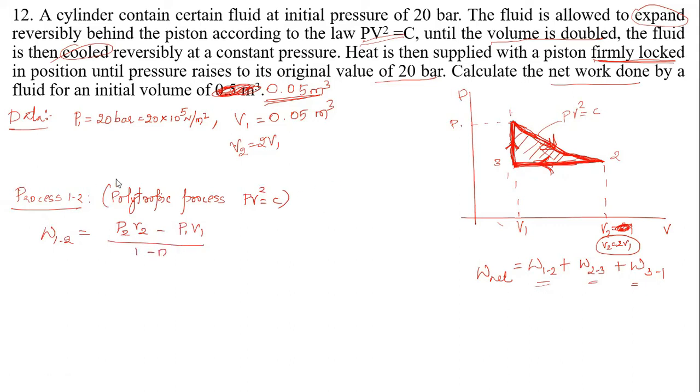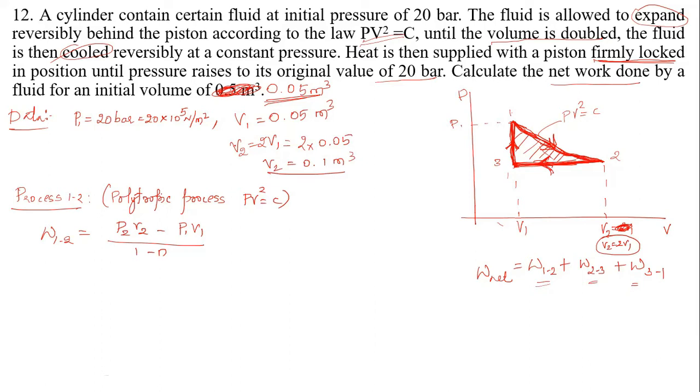Let us check whether we know P2, V2 or V1. We know P1, V1 and also V2. V2 is 2 times V1. I can write 2 into 0.05. That will come around V2 is equal to 0.1 meter cube. So we also got this V2. Next, our task is to find P2 to substitute in W1 to 2.